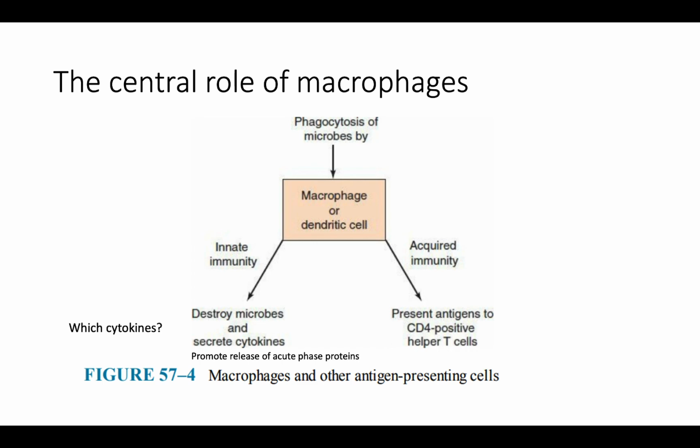So phagocytosis of microbes by a macrophage or dendritic cell: innate immunity does the phagocytosis, destroys the microbes and secretes cytokines for the acute phase response, and promotes release of acute phase proteins, as we said. The acquired immunity is to go present the antigens to the CD4 helper T cells.